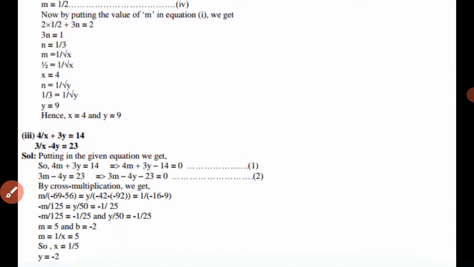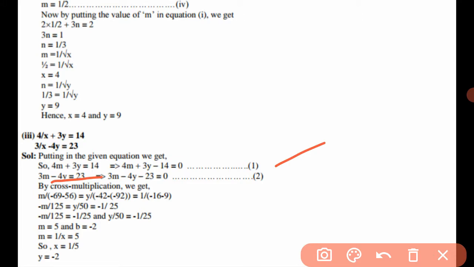In the same way, in the third part we are given 4 upon x plus 3y equals 14, and 3 upon x minus 4y equals 23. Here also we consider and put the values in the equations. So 4m plus 3y minus 14 equals 0, and the second equation will be 3m minus 4y minus 23 equals 0.